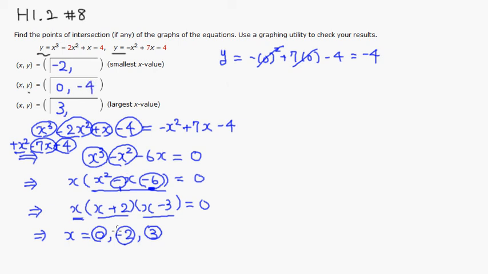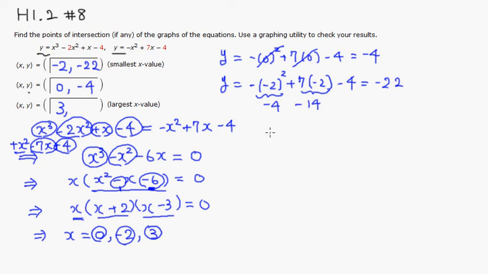Since that's the easiest one, let's try negative 2. So y is going to be negative 2 squared plus 7 times negative 2 minus 4. That's negative 4, and minus 14, and minus 4. Negative 4, negative 8, and subtracting 14 gives negative 22. So if x is negative 2, y is negative 22.